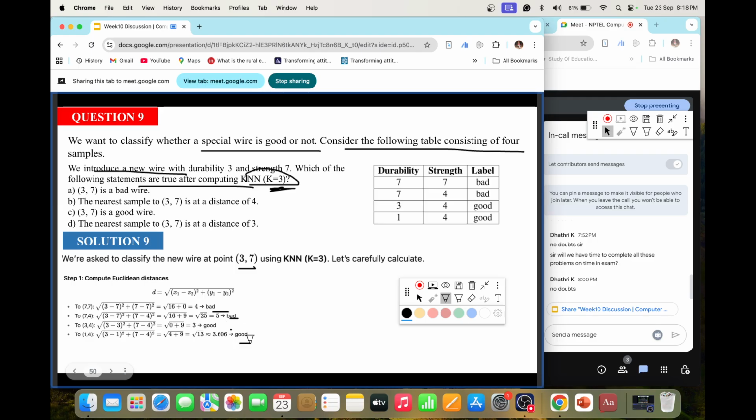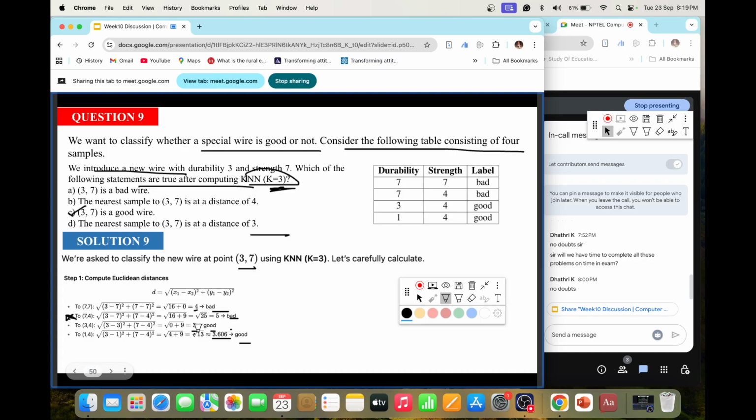Then we will see what the nearest neighbors are. So we have to see the 3 nearest neighbors. This is a nearest neighbor, this is a nearest neighbor, and this is a nearest neighbor. This one we should not take, and the other 3 are the nearest neighbors. For these 3 nearest neighbors, the values are coming good and bad. So our 3,7 is nothing but a good wire. And the nearest distance is 3, because 3 is coming.